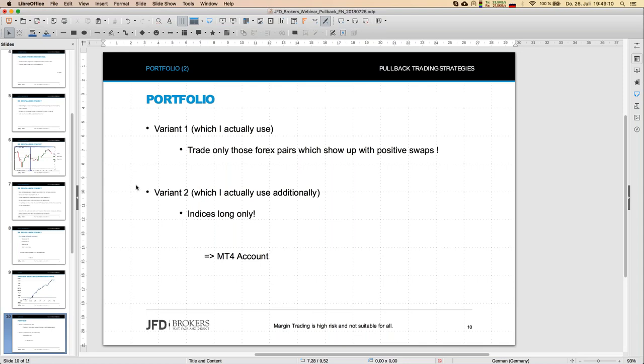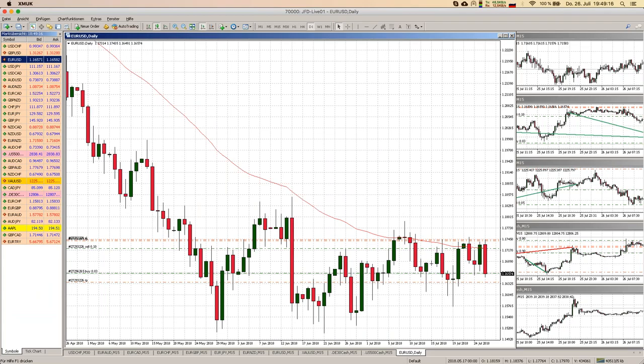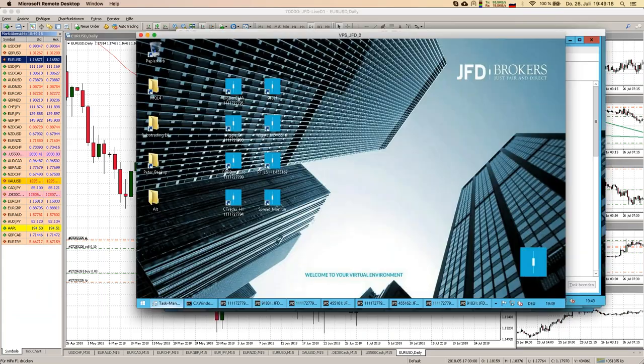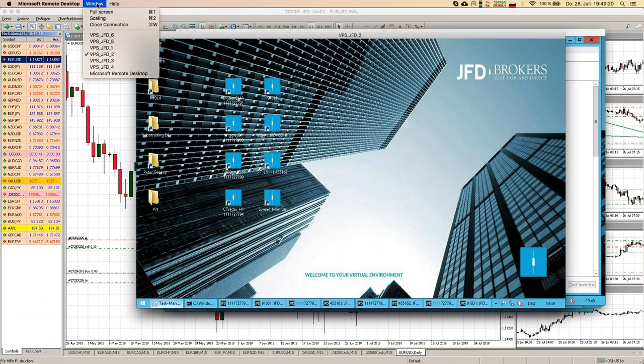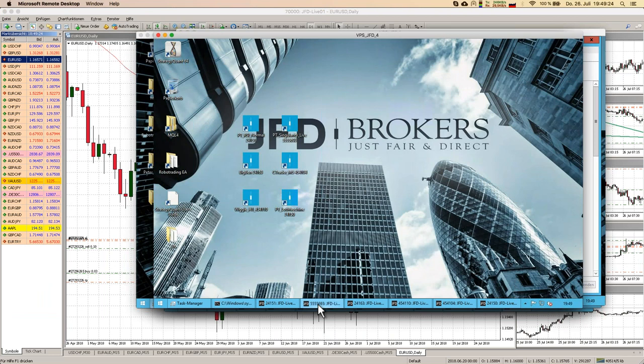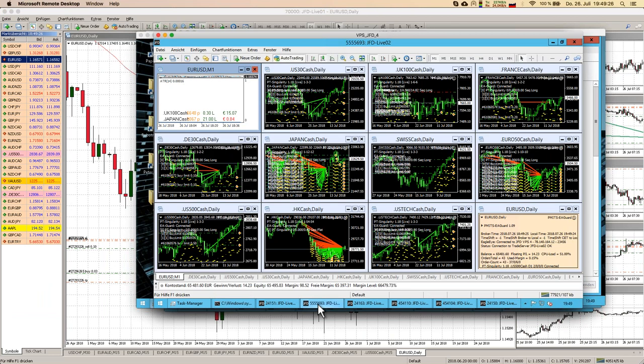Let me show you the results of that in a real trading account. We have to jump here, and then we have to jump here, and now we go for that trading account. So what we are doing here is trading exactly that kind of grid strategy, long only, filtered by an EMA.